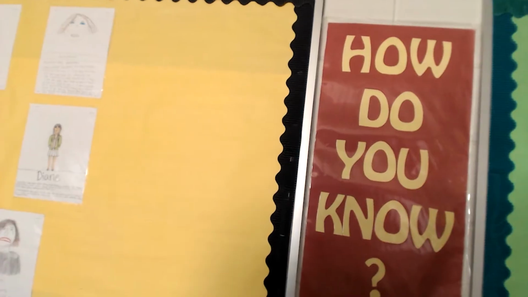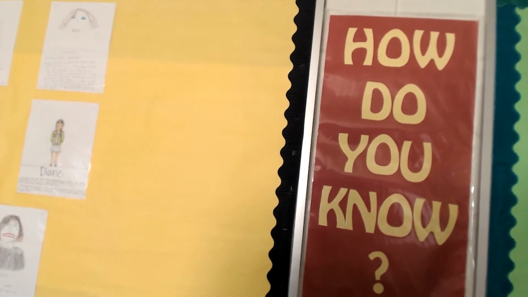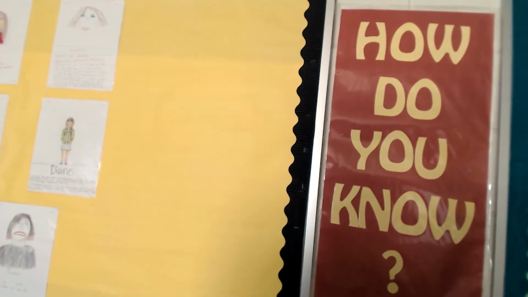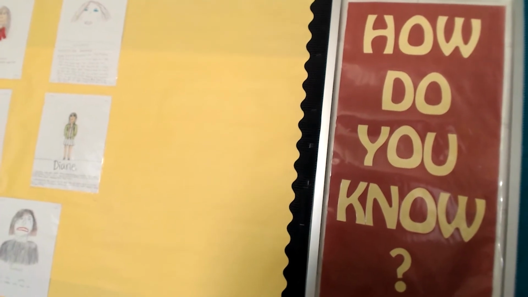Down here, Starry Night, one of my calendar pictures. And then one of the standards deals with having support from the text. So how do you know? It's not just enough to have support from the text, you also need to respond to it.